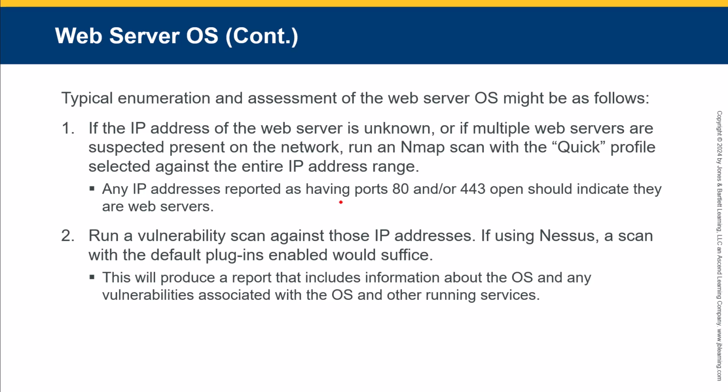So typical enumeration and assessment would follow if the IP address of the web server is unknown, or if there are multiple web servers. Then you're going to run Nmap with a quick scan for an entire IP range, or based off of the domain name.